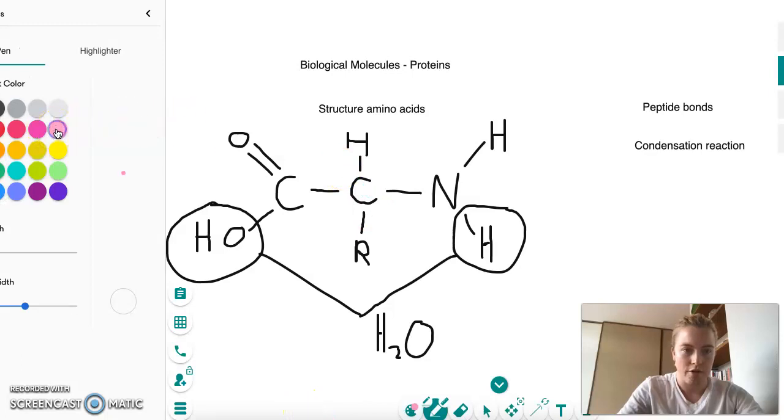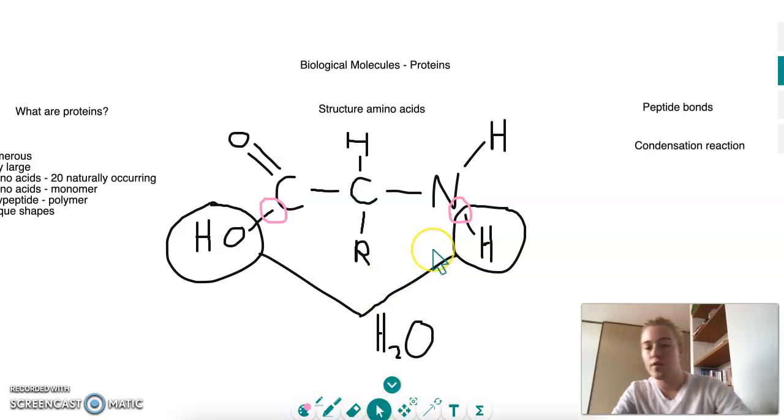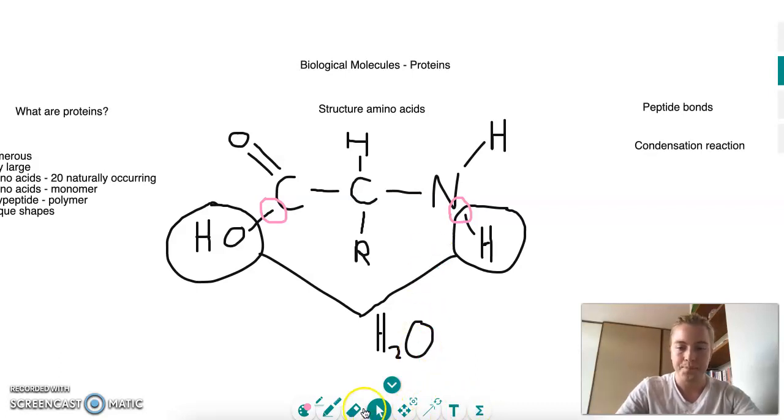So if I just go into a different colour for a second, we can then highlight that the carbon in the carboxyl group, which wants to be forming 4 covalent bonds, will now only have 3. And the nitrogen in the amino group, which wants to form 3 bonds, will now only have 2. So the consequence of that is that the nitrogen of one amino acid and the carbon of another amino acid can bond, and that's how we get our peptide bond forming. And then eventually, when we have lots of those bonds forming in a chain, that's how we get our polypeptides.